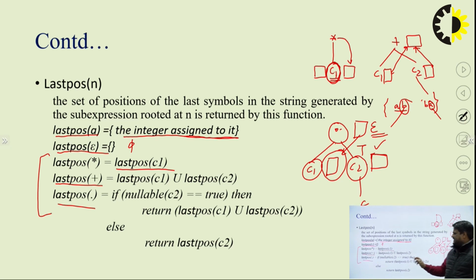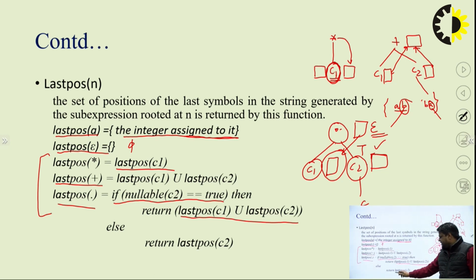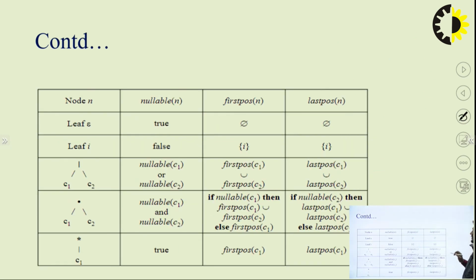So by the formula you can see, if nullable of C2 is equal to true, then the last position will be dependent on both the last position of C1 union the last position of C2. Otherwise, it will depend on C2. Right or not right? This is a summary chart.